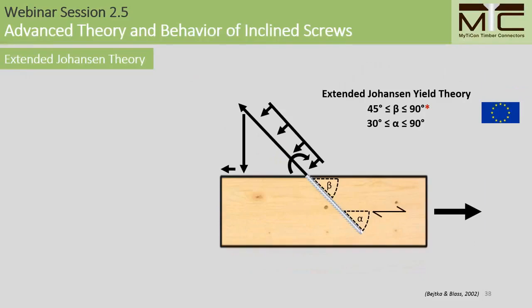The extended Johansson theory was derived specifically for fully threaded self-tapping screw connections. So when it comes to inclined screws, the extended Johansson theory is the most comprehensive model that has been developed so far. As you can see, it not only includes the axial effects and friction, like the Truss model does, but it also includes dowel effects, such as the bearing resistance and the bending resistance as well.